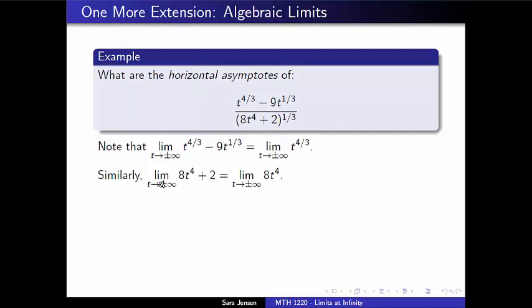Similarly, in the denominator, first just forget about the 1/3 power and focus on the 8t to the 4th plus 2. The plus 2 is not important as t is going off towards plus or minus infinity. In fact, it's hardly contributing to the value of this thing at all. So in terms of limits, this function and the simpler function 8t to the 4th have exactly the same limit.